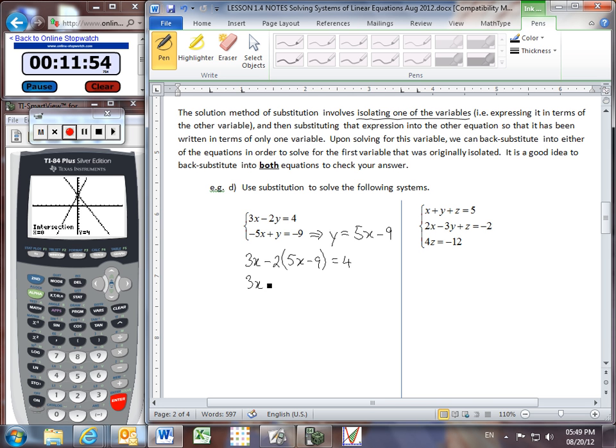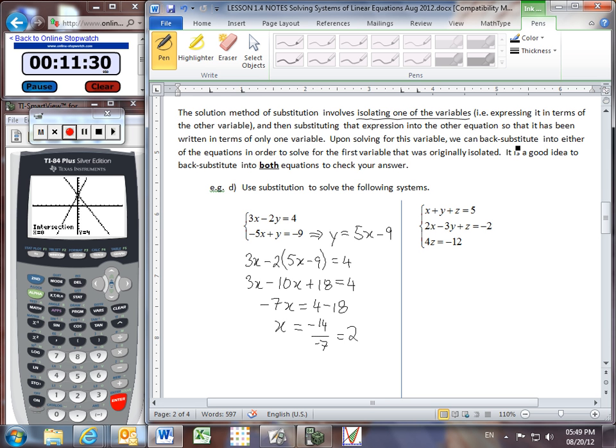So 3x minus the 2 distributes. It's a negative 2 distributing, so be careful. And we get 3x minus 10x is negative 7x. The 18 on the other side becomes a negative. And so if I divide both sides by negative 7, this is negative 14 divided by negative 7. Hence x is equal to 2.